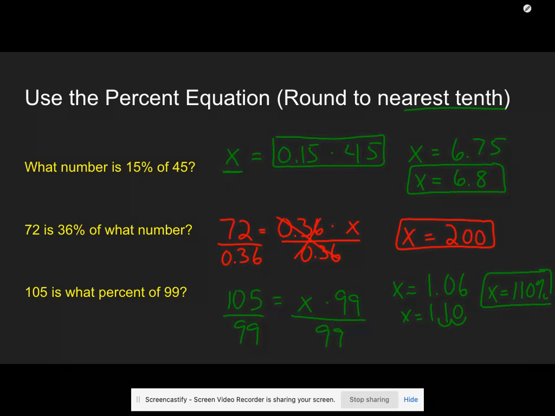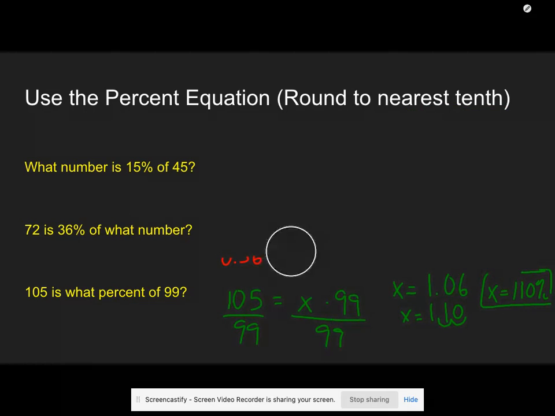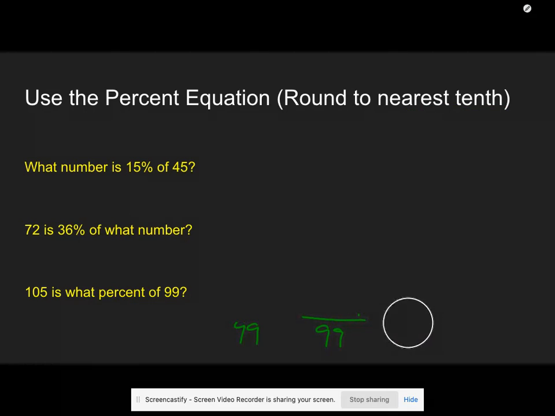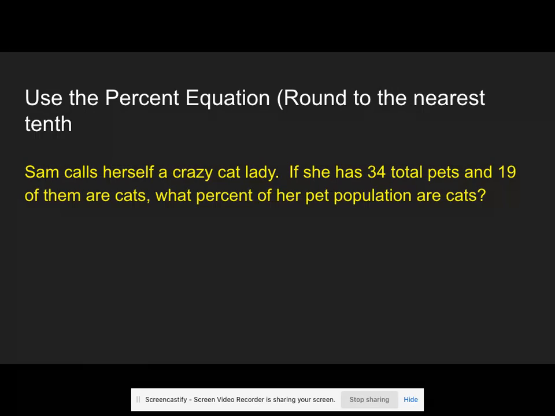All right, so solving these where it just gives you the words is a good practice for when we get into some story problems. Hopefully the next one can give a few of us a laugh. I don't know how accurate it is, but let's give it a try. Sam calls herself a crazy cat lady. If she has 34 total pets and 19 of them are cats, what percent of her pet population are the cats? So we need to pick out some of our information.